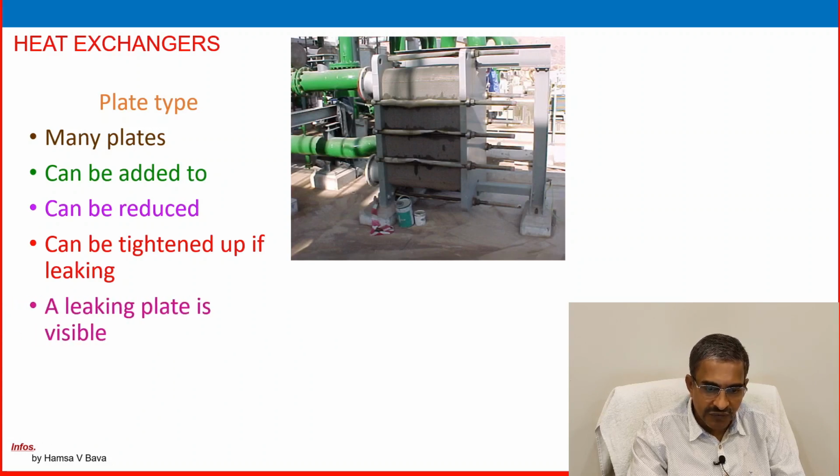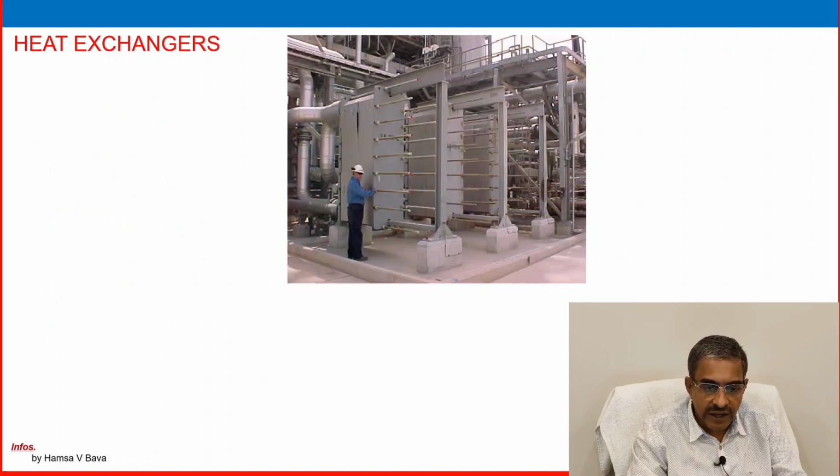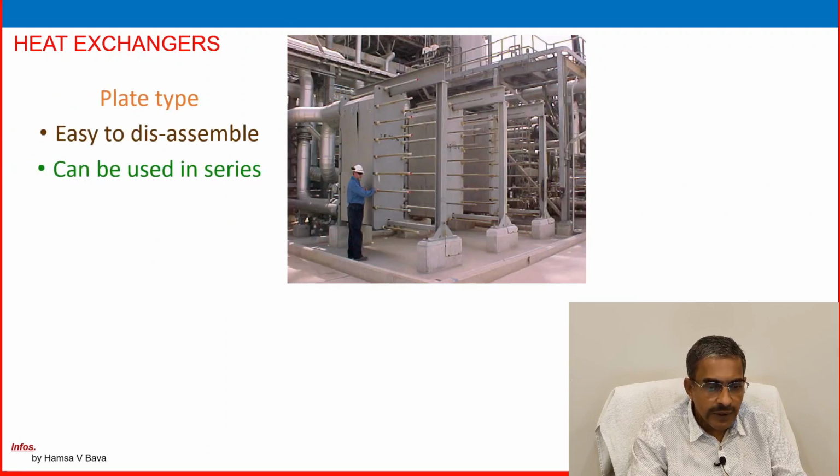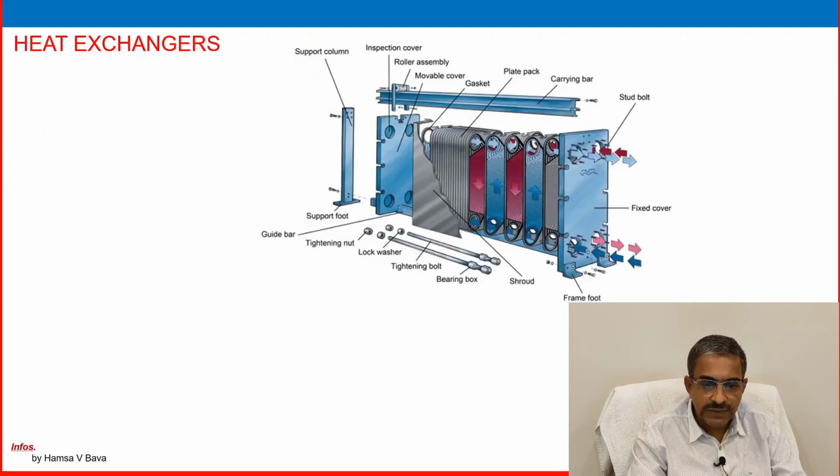A leaking plate is visible. You can see the leaking plate is visible, and we can remove that one, and in overall time we can do some maintenance and cleaning is possible. Gasket removal is possible. This is another picture of the plate and frame heat exchanger. Easy to disassemble, can be used in series.